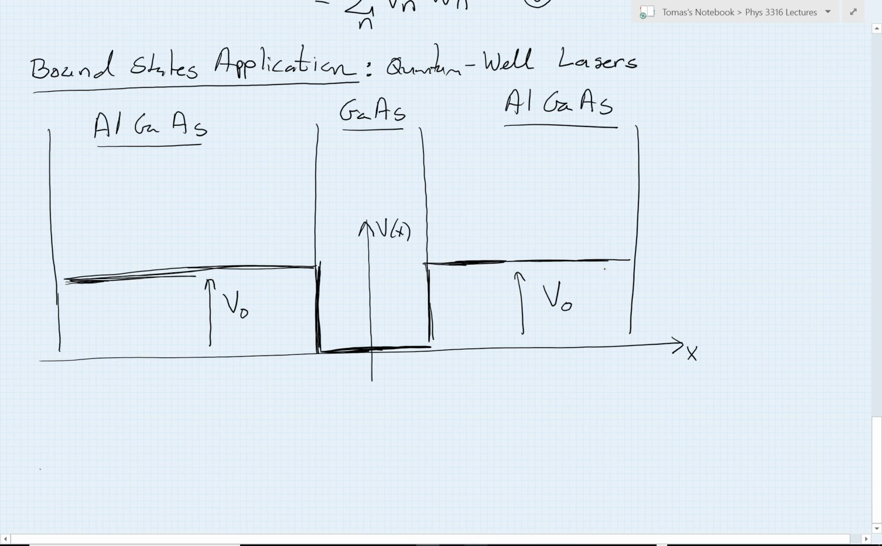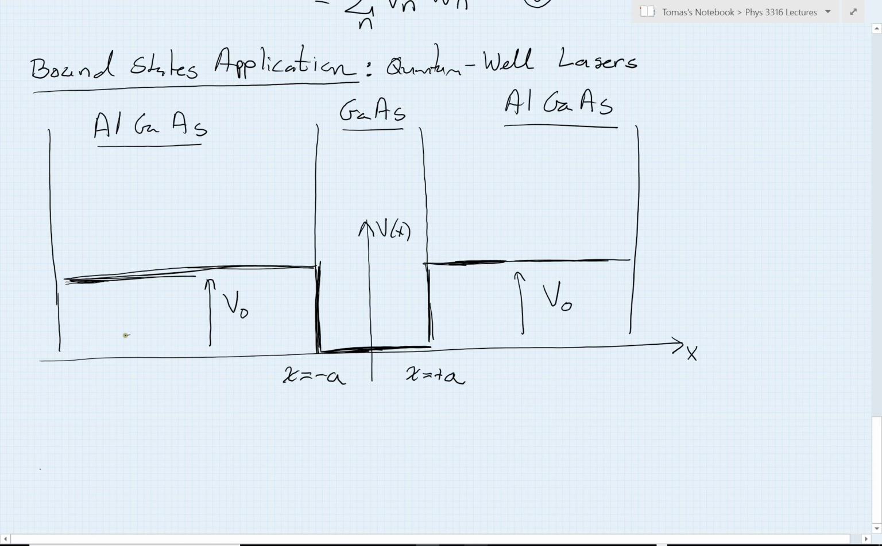To give you more of the additional parameters in this problem, I will make the width of this distance 2 times a. So this step down interface occurs at x equals minus a, and this step up potential occurs at x equals plus a. Now, the idea behind how this works is that there are certain bound states for the electrons within this confining region called the quantum well.